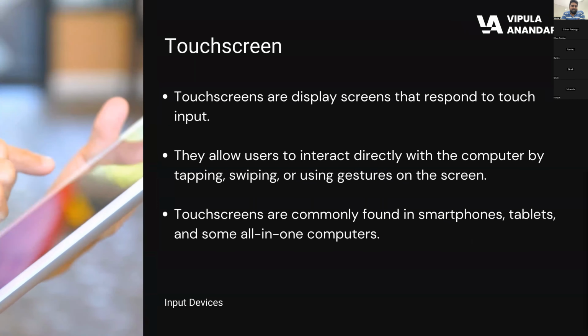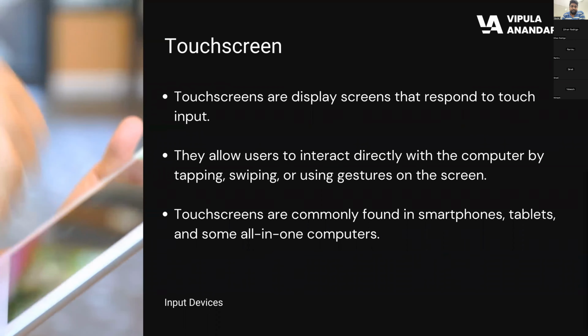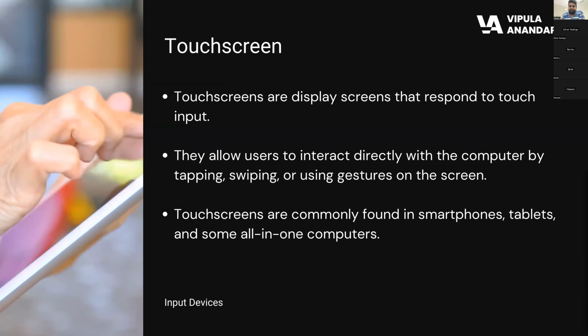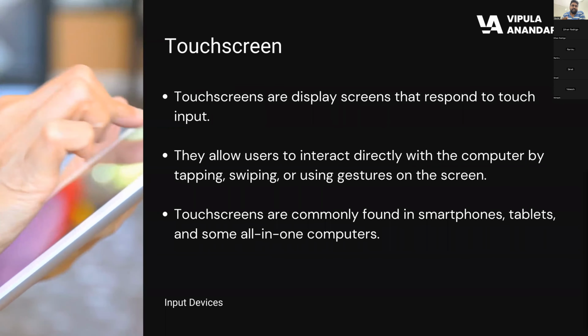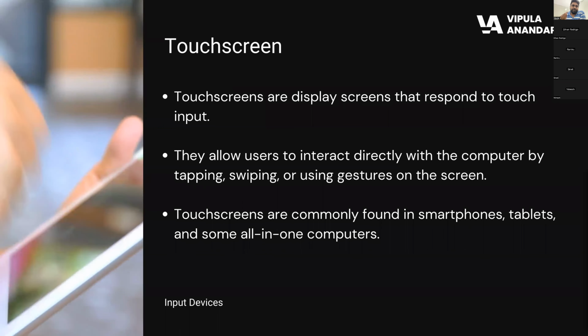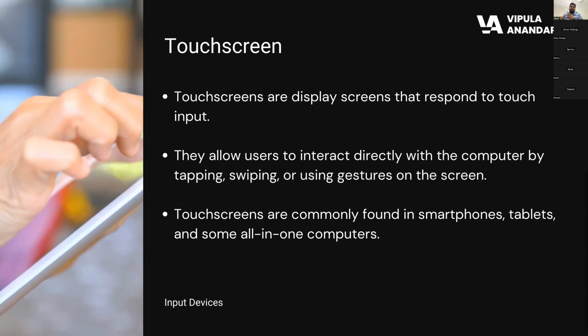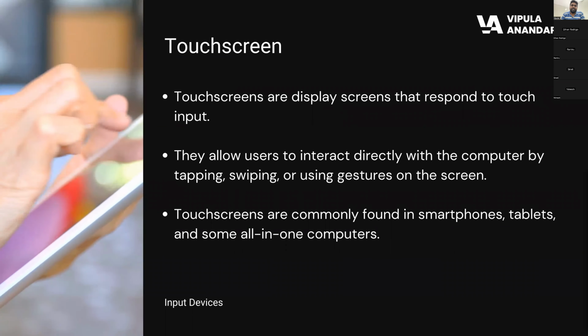So back to the input devices. We discussed keyboards and mouse, and then we have the touch screen. So the touch screen, obviously, we all know what this is. It's basically a screen where you can touch, and when you touch on that particular location, that input is taken and processed in the system.